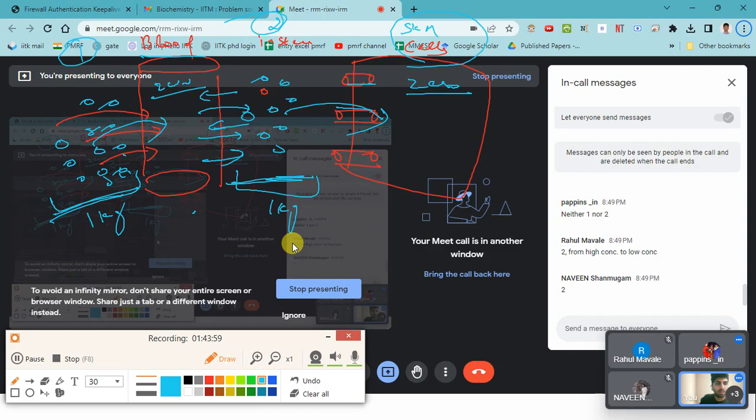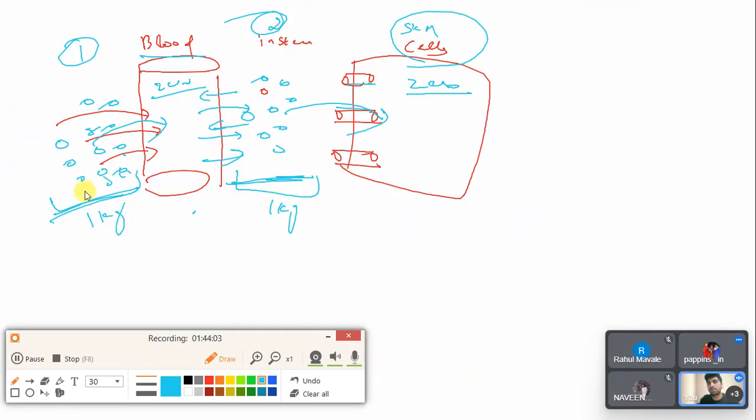Rahul said two, from high concentration to low concentration. Similar thing: here it's high concentration, here it's low concentration, here it's high concentration, here it's low concentration. So obviously it won't move this way. I mean, it can move this way, but I'm telling you the flow is this way. So I'm asking you to think at the cellular level, the main level.